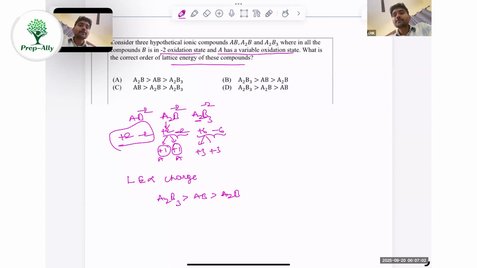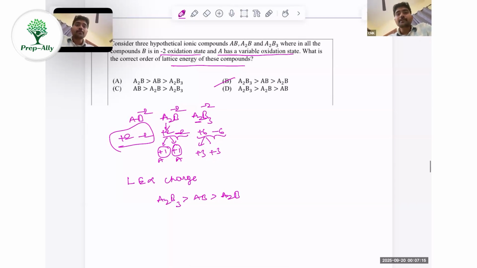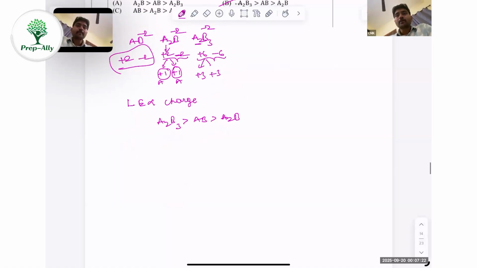So where can we see this order in the options? A2B3 is first in both B and D, but clearly in B we can see A2B3 is greater than AB is greater than A2B. So your answer should be option B. Okay, the next question.